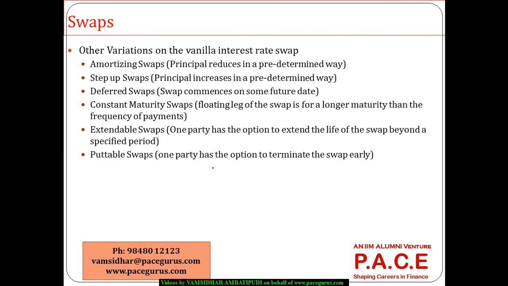Now, when you look at interest rate swaps, many other variations also exist. Right now, in the traditional plain vanilla interest rate swap which we have looked at, the notional principal remains the same for the entire period of the swap. The notional principal is constant. This is where two more variants come up. If the notional principal keeps reducing every year, every period, that is called an amortizing swap.